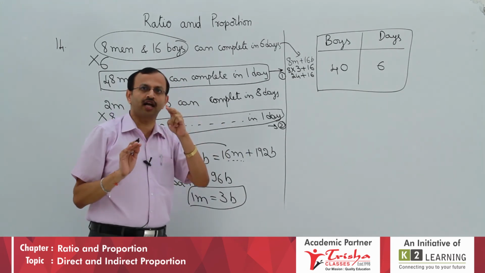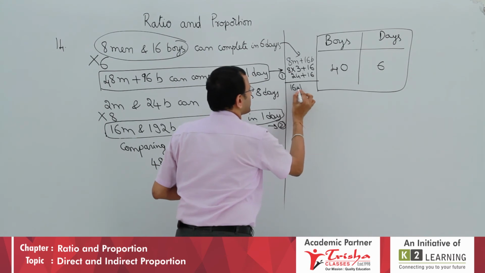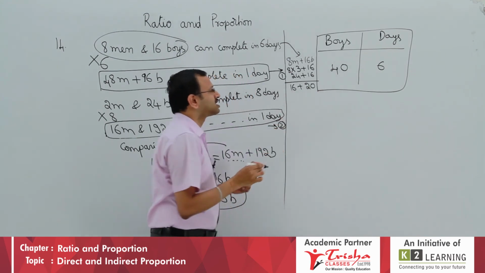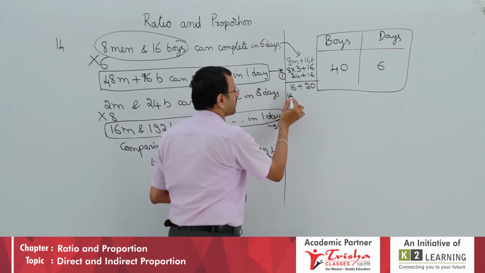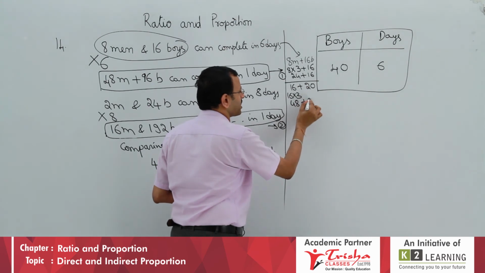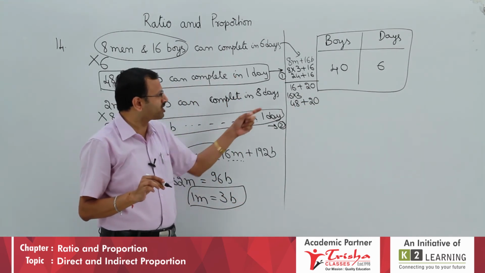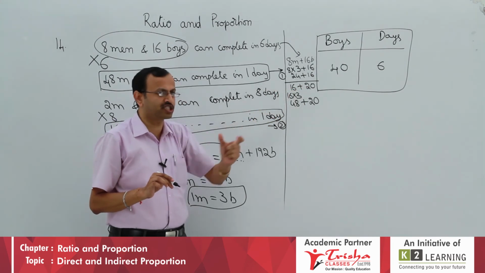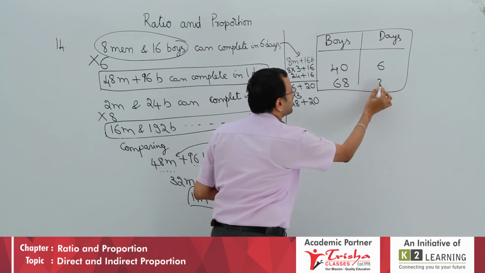Now you read the last line. What does it say? 16 men plus 20 boys. 1 man is equal to 3 boys. 16 into 3, 48 boys, plus 20 boys. It implies the total number of boys, 16 men and 20 boys, is equal to 68 boys. Can complete in how many days?